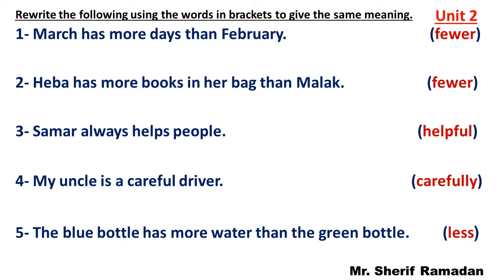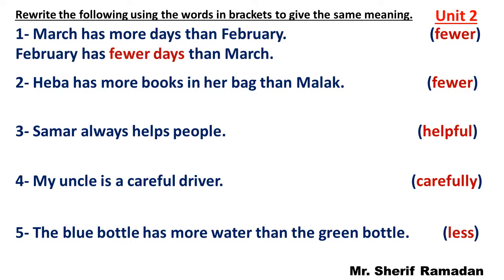أنا عايز أستخدم كلمة fewer أقل، يبقى أكيد هبدأ بفبراير لأن فبراير طبعا هو الشهر اللي فيه أيام أقل من مارس، فبقول February has بدل كلمة more هقول fewer days than March. يبقى أنا عكست الجملة، جبت فبراير في الأول اللي فيه أيام أقل من شهر مارس.